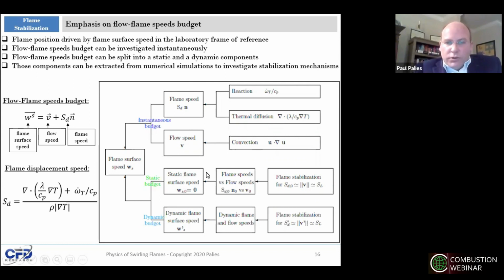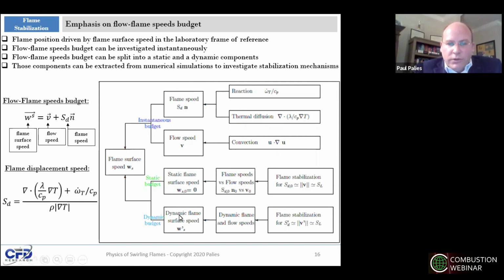While we can also look at this flame speed budget by splitting, like I said, into a time average and dynamic fluctuation, which is done at the bottom of this slide. So if you look at the static flame surface or the time average, you can see that the flame will stabilize in the region where the velocity compensates the flame speed. When the flame surface speed is 0 and there is exact compensation of flow speed and flame speed, that will tell us this is where the flame stabilizes.